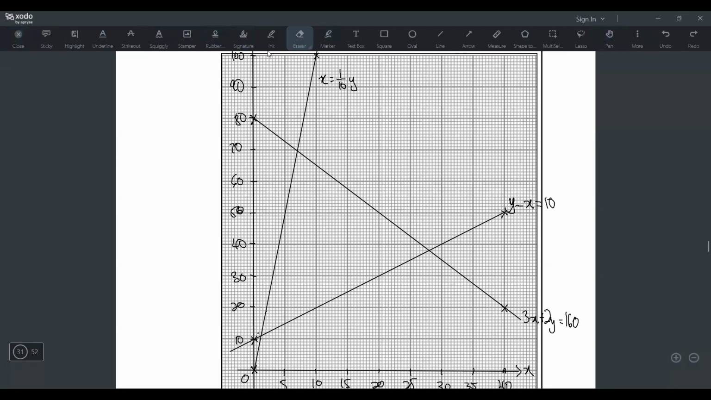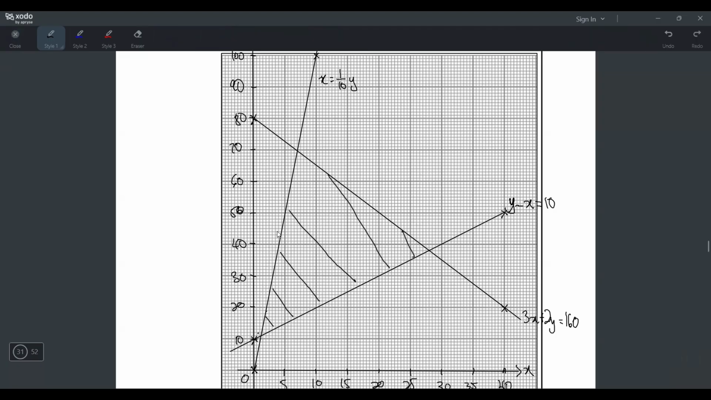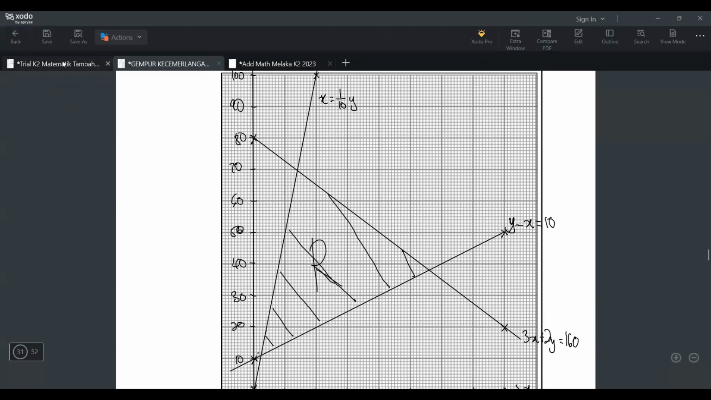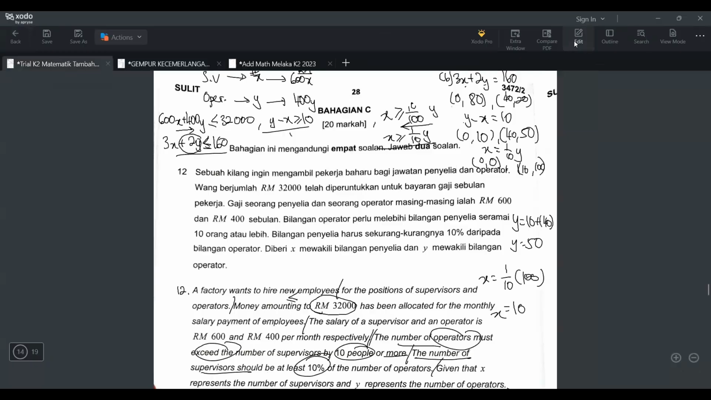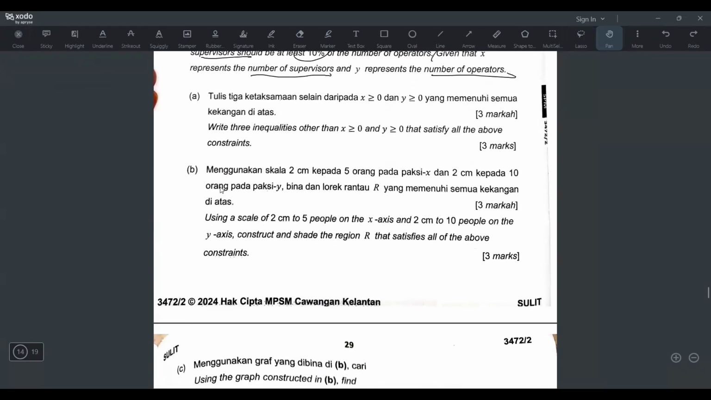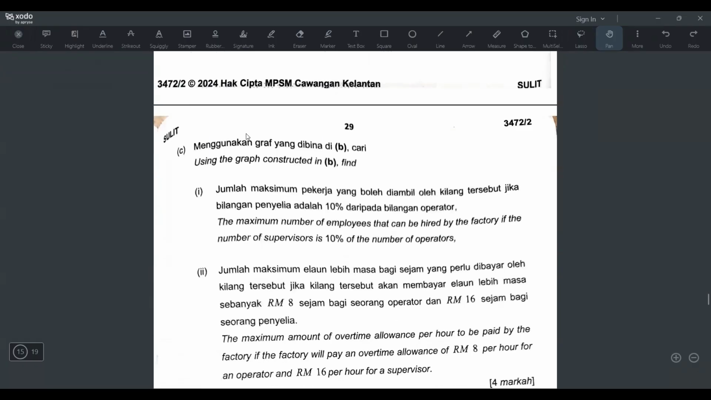Okay, so now let's do the shading. It will look like this. And they say label the shaded region R, right? So label R. If you shade using a ruler, it will look very nice and neat. Alright, so that's the answer. Part B is done already, 3 marks. Okay, now for part C.